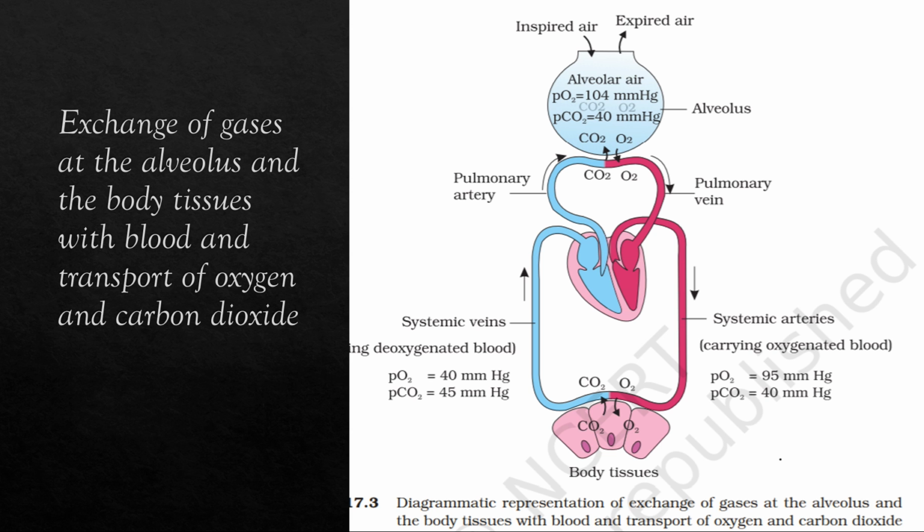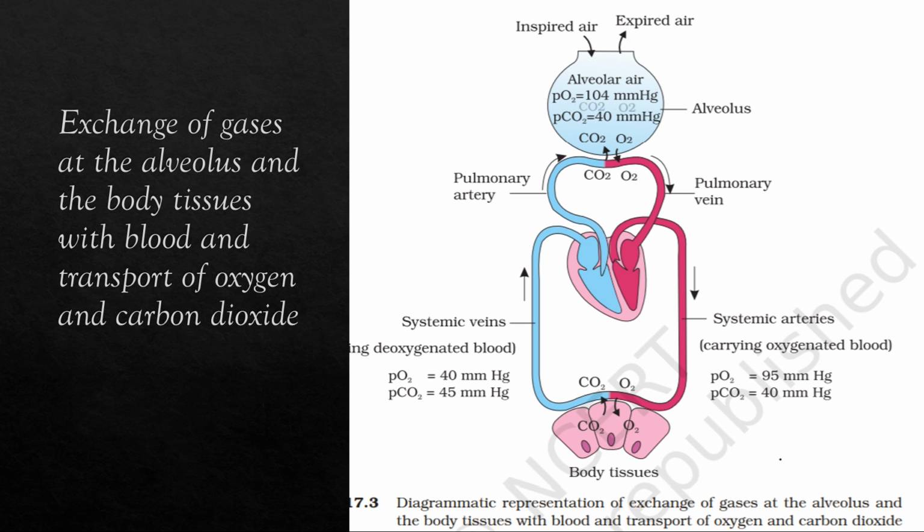Then the oxygen will move from lungs to capillaries, and with the help of the pulmonary vein it goes into the left atrium, and from the left atrium to the left ventricle, and from the left ventricle to the aorta and systemic arteries, and these are carrying oxygenated blood towards the tissues. Now at this point you observe that partial pressure of oxygen is 95 millimeter and partial pressure of carbon dioxide is 40 millimeter. Now in the tissues, exchange of gases will take place, because in the tissues catabolism is going on regularly, continuously.